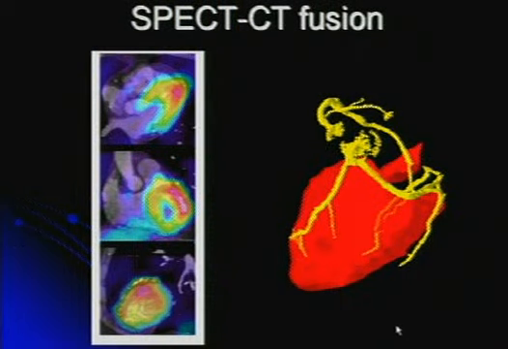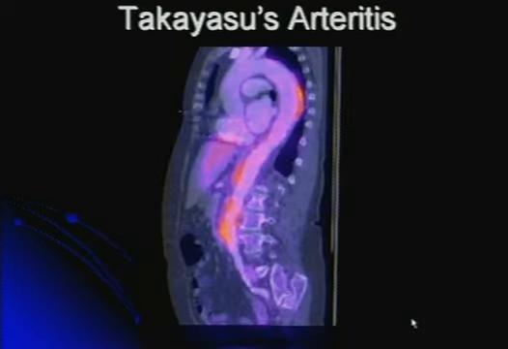And in our lab, we've been working with fusing our images. This is actually a SPECT image overlay on top of a CT image, where we can use the CT to look at coronary artery anatomy and the SPECT images for our perfusion information. And this is actually a PET CT image with fusion to look for areas of inflammation in this patient with Takayasu's arteritis.